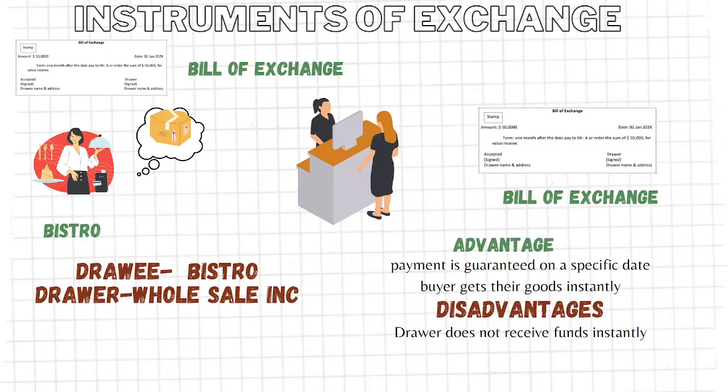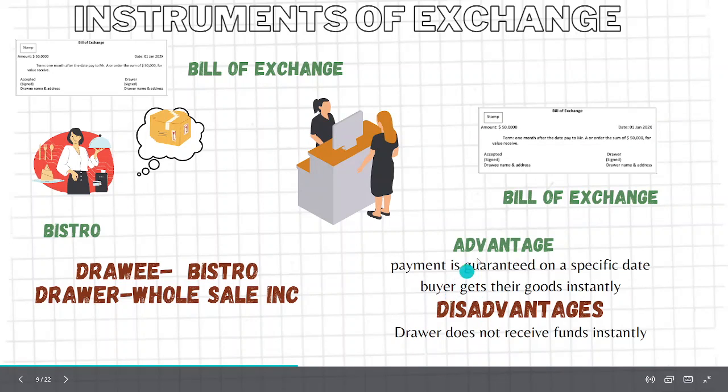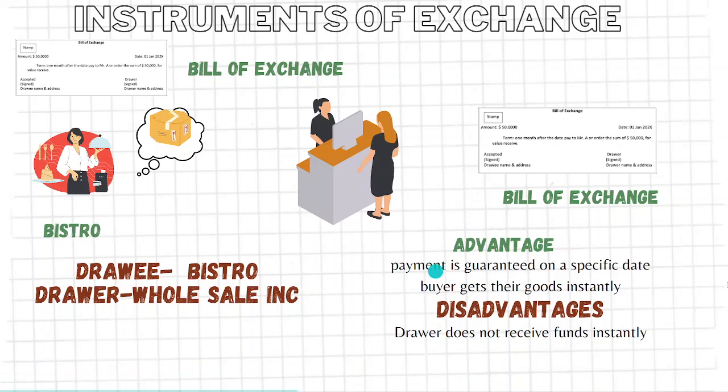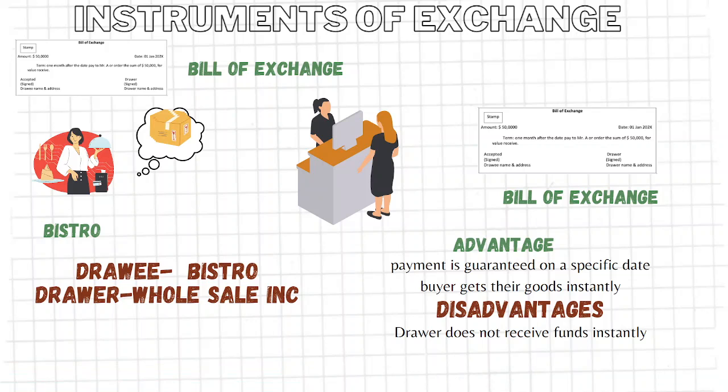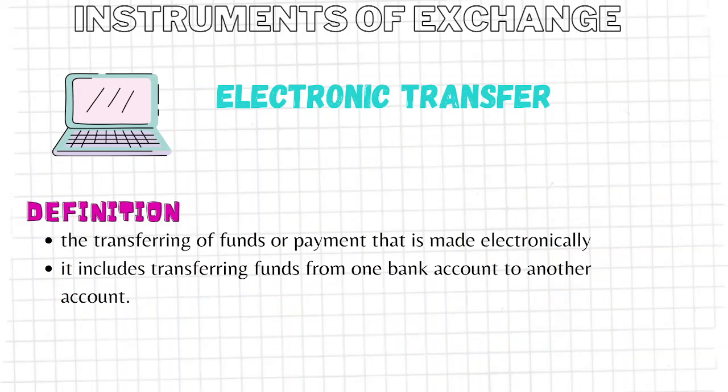So we look at the advantages and the disadvantages of the bills of exchange. Payment is guaranteed on a specific date. The buyer gets their goods instantly, and the disadvantage is that the drawer does not receive the payment instantly, so they have to wait.